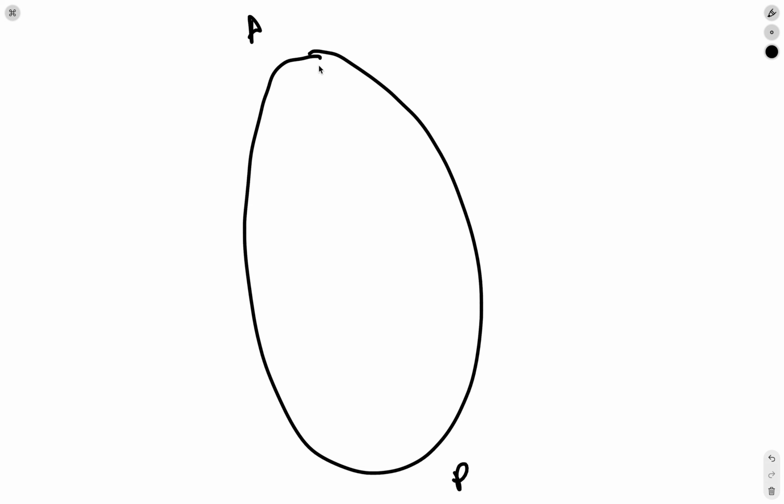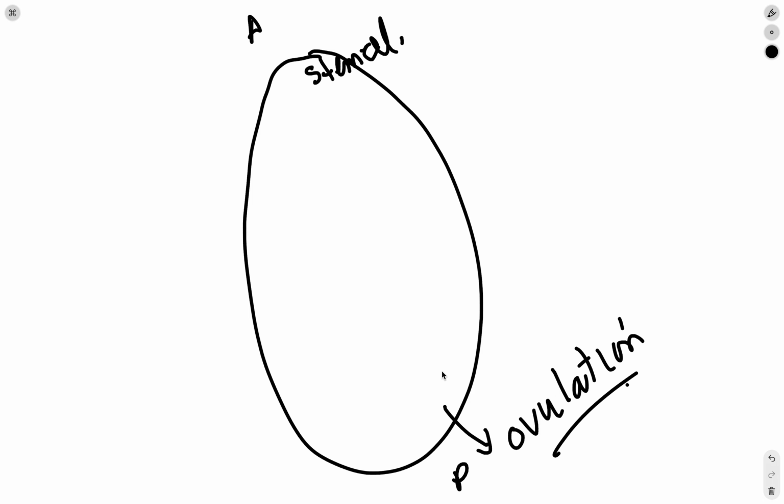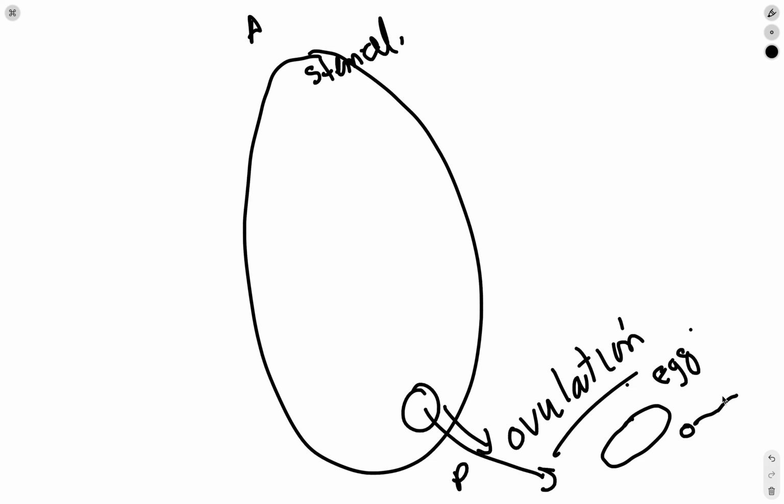And at the anterior end, there are some stem cells. And then at the posterior end is where ovulation takes place. Ovulation is when the mature egg cell is released from the ovary into the female's reproductive tract. It's an oval-shaped egg, and it's then when fertilization will take place.